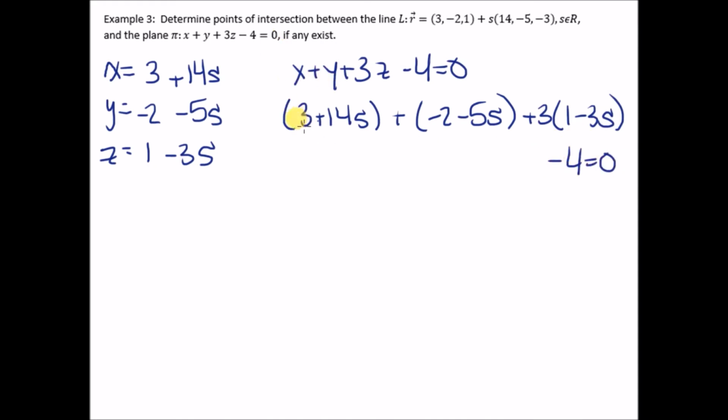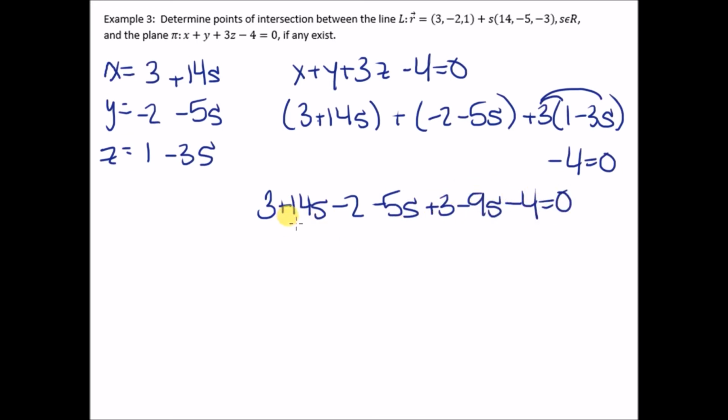So we have 3 plus 14s plus negative 2 minus 5s plus 3 times 1 minus 3s. Let's expand this one and rewrite it without brackets: 3 plus 14s minus 2 minus 5s plus 3 minus 9s minus 4 equals 0. 14 minus 5 minus 9, I get 0s. 3 plus 3 minus 2 minus 4, I get plus 0 equals 0. In other words, we can rewrite this as 0s equals 0.